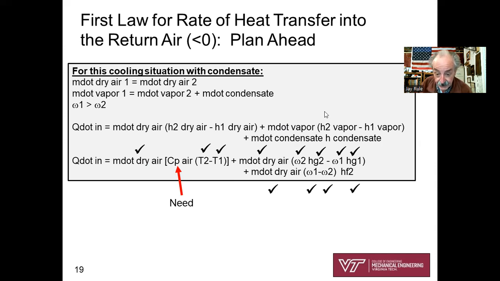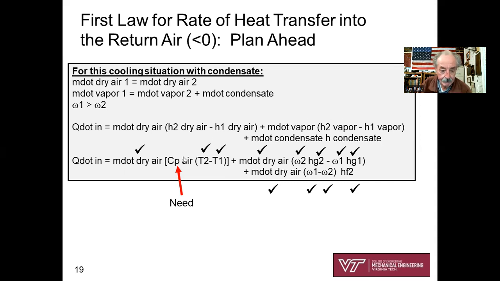Okay, so this is a typo. This is a careless error that I wrote out. But magically, I corrected it down here in the bottom line. So I'm going to have to apologize for this. M dot of the vapor is not constant. So over here in this term, I should have m dot vapor 2 times H2 vapor minus m dot vapor 1 times H1 vapor.